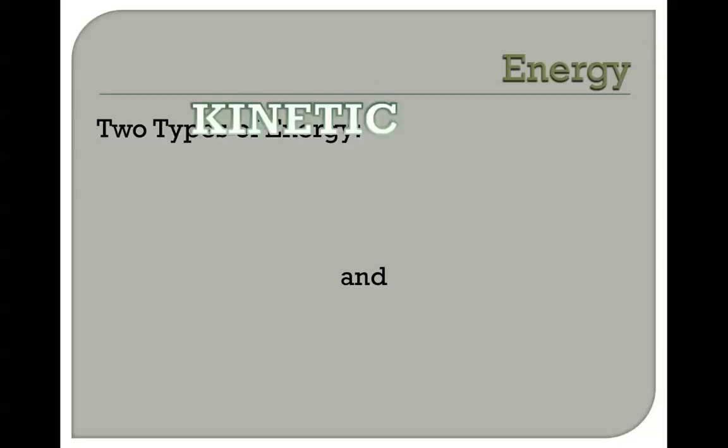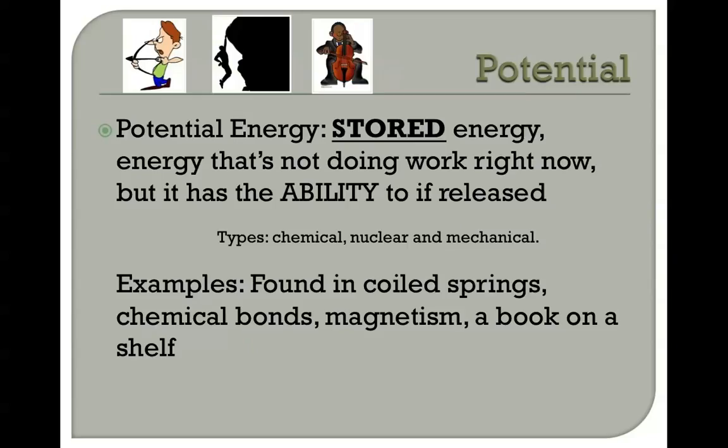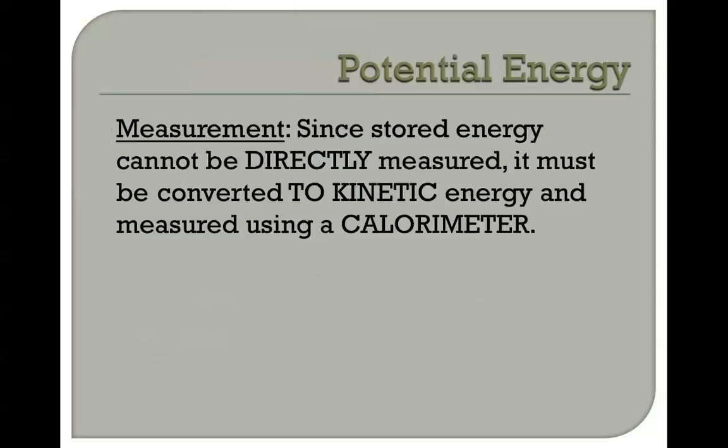Two types of energy: we have kinetic energy and potential energy. We're going to mention each of them. Potential energy is stored energy. It's energy that's not doing work right now, but it has the ability to if it's released. An example of this is chemical potential energy, which is important when we talk about chemical bonds. That's stored potential energy. But also nuclear and mechanical are potential energy forms. Examples that you might notice around you are found in coiled springs, chemical bonds that I just mentioned, magnetism, a book sitting on a shelf that has potential energy and the ability to do work if it were to fall from the shelf, and so on.